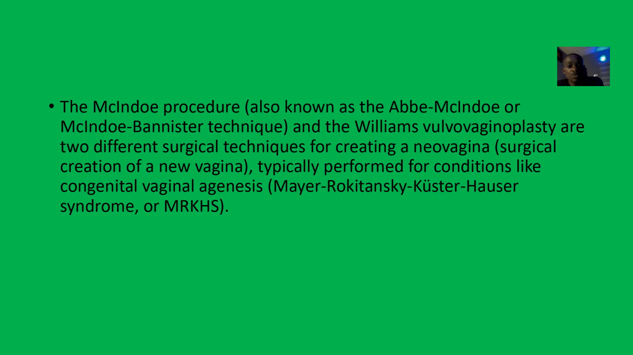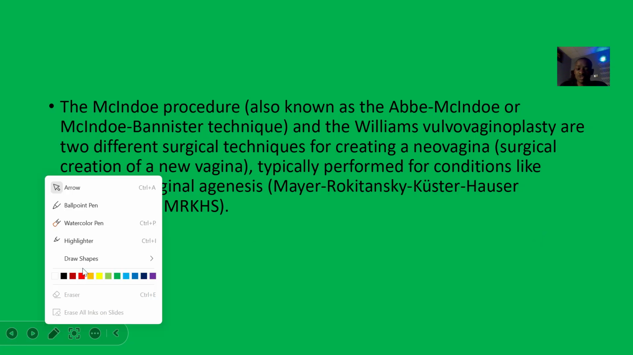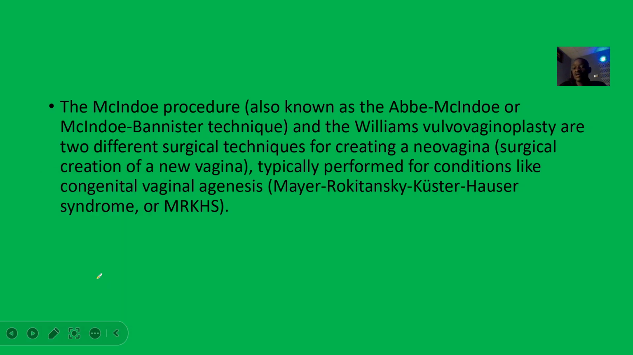So the McIndoe procedure, also known as the Abbe-McIndoe or the Bannister technique, and the Williams Vulvovaginoplasty are actually two different techniques, but you use them to create a neovagina. That's a new vagina. So it's typically performed for people that have conditions where you don't have proper development of the vagina, like the Mayer-Rokitansky-Küster-Hauser syndrome.